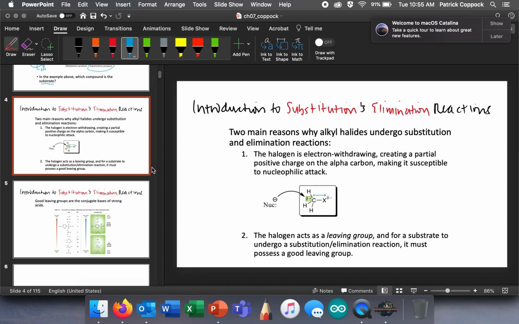Now, there are two main reasons why alkyl halides undergo substitution and elimination reactions. First of all, the halogen is electron withdrawing, so we've got this polar bond here. I promised you we'd get a lot out of that, and here's my delivering on this promise for the first time of many. So the halogen is electron withdrawing, and that makes a partial positive on this carbon, right? It makes a good target for a nucleophile. And the second reason is that the halogen acts as a leaving group.